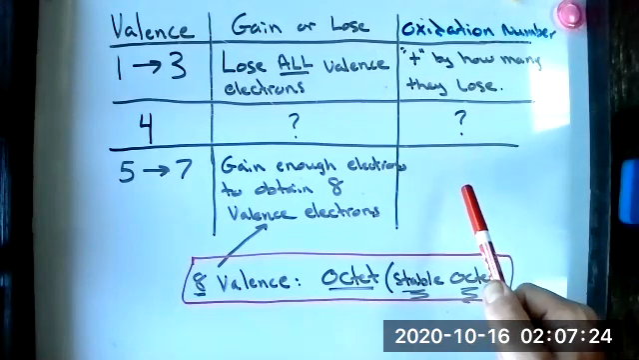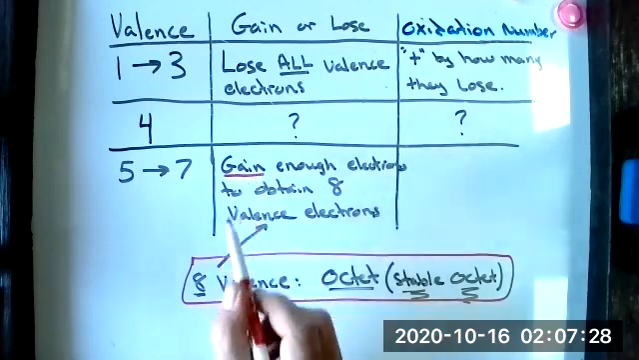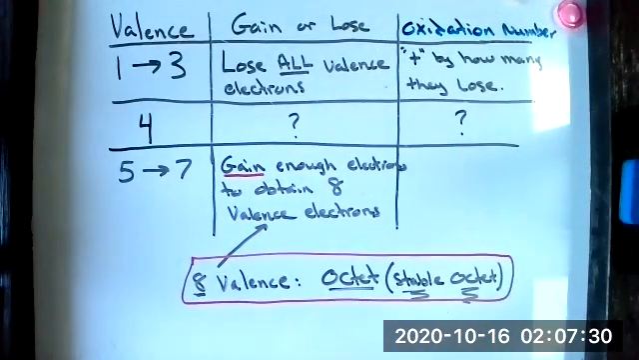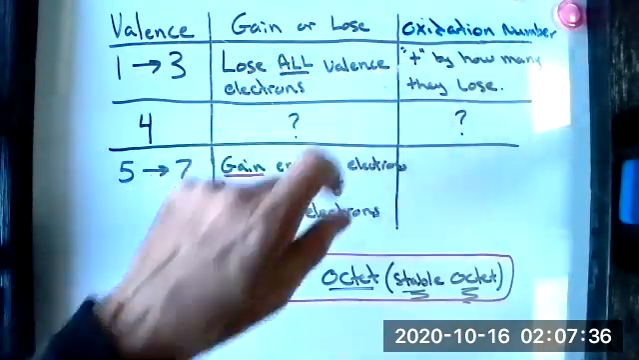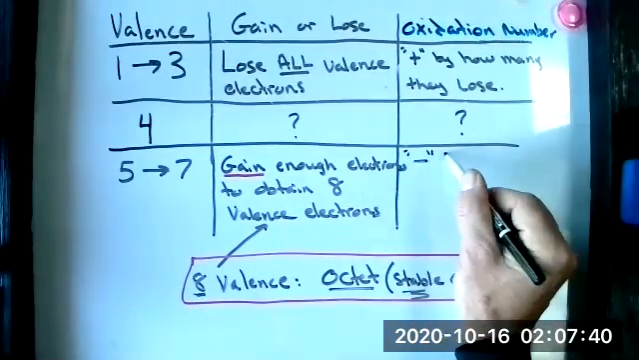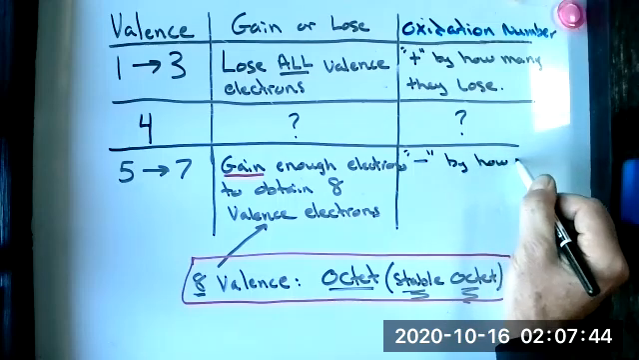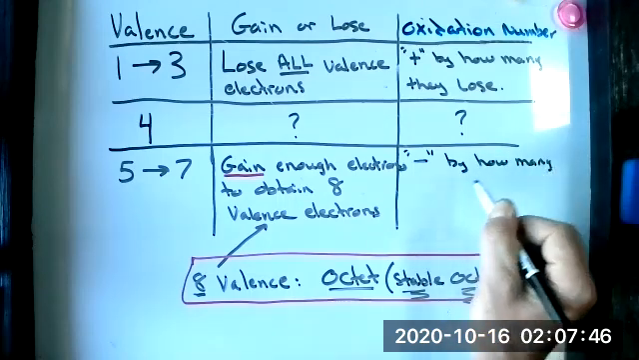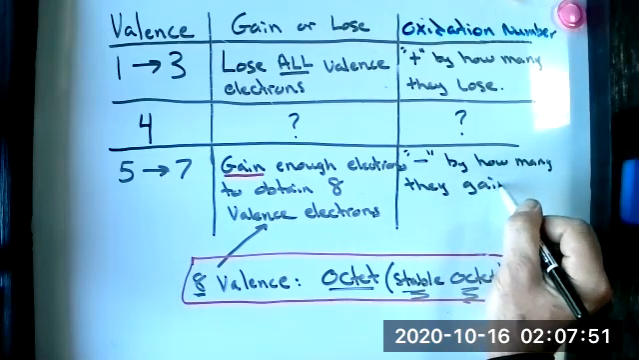There's a price they pay. I'm telling you what, in the atomic world, you don't do this and get away with it. You don't. You pay the price. And now the price is the opposite of this. Negative by how many they gain.